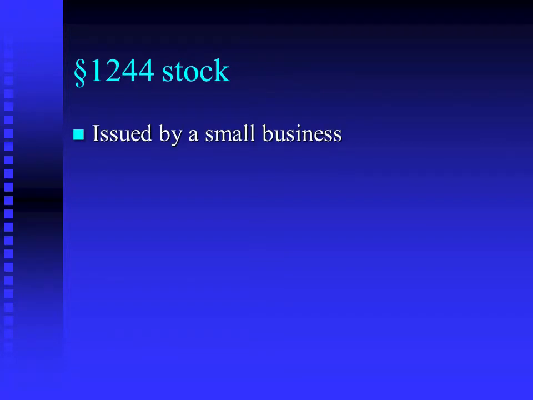So a 1244 stock is issued by a small business, and those are the ones that are most likely to go belly up, right? So the government wants to encourage investment in small businesses but also wants to give taxpayers a break if it does go bad. There'll be some ordinary loss treatment instead of it all being a capital loss.